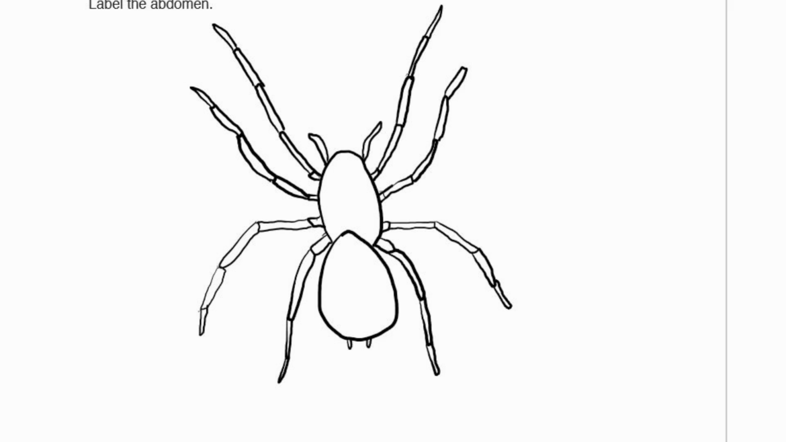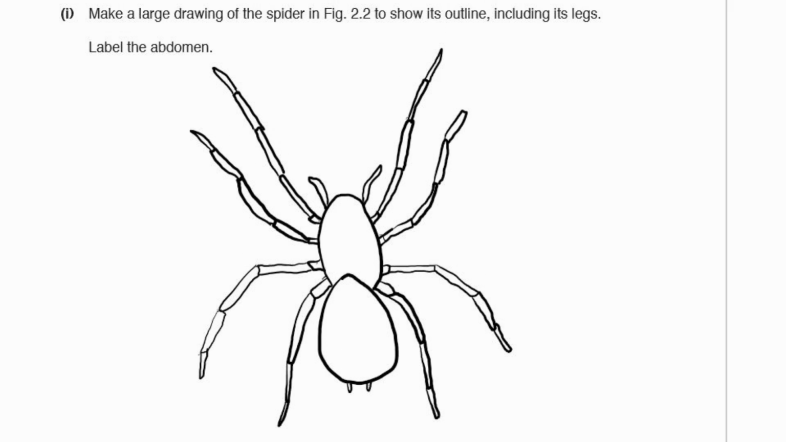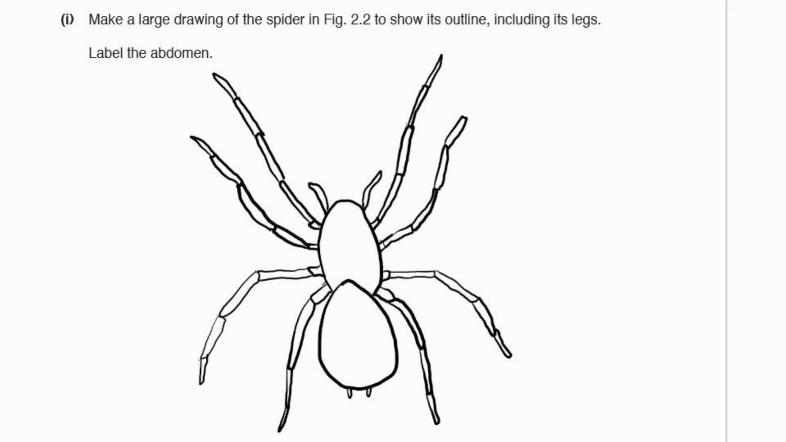And you also need to read the question again to make sure you've included any labels. It says, make a large drawing of the spider in figure 2.2 to show its outline, including its legs. And you would be surprised at the number of students who don't read the next little bit. Label the abdomen. Okay? For some reason, the way that's placed, people often miss that little statement there. So the abdomen, using a ruler, there we go.